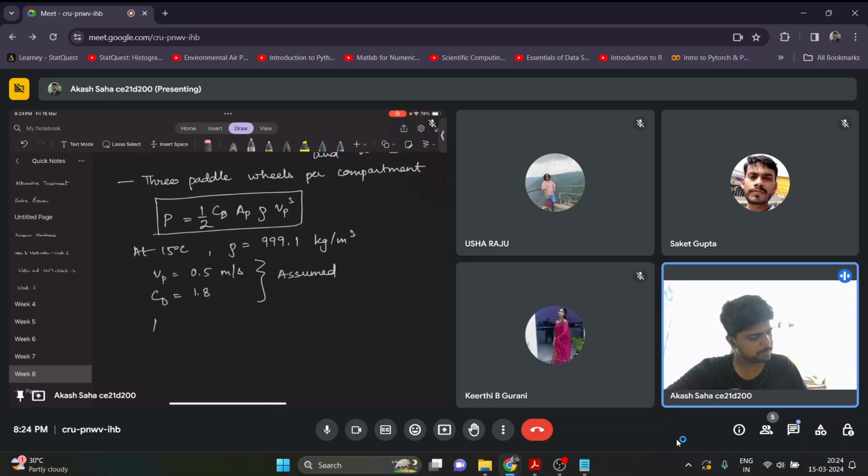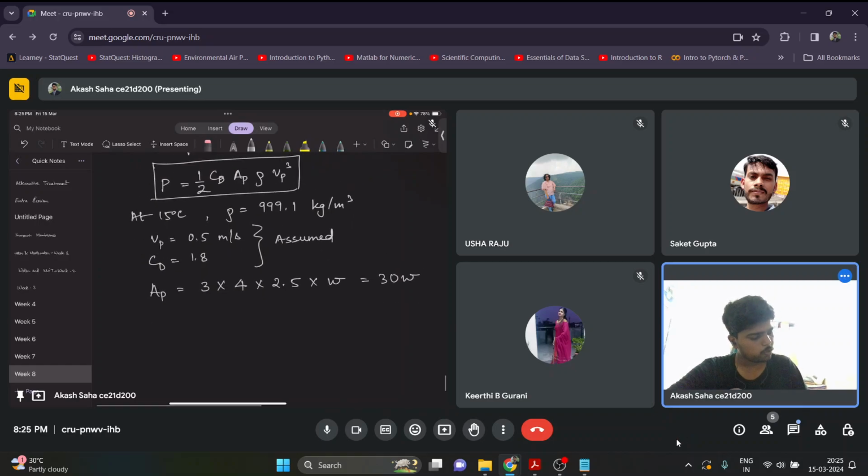And what will be my AP? We know there are 3 paddle wheels per compartment, into 4 paddle boards per wheel, into 2.5, which is my length of the paddle, into the width. So my AP will be equal to 30 W.